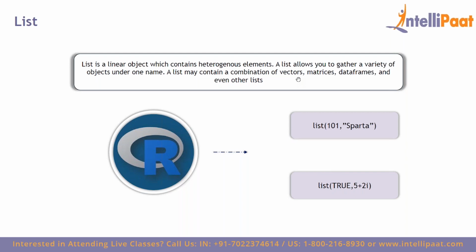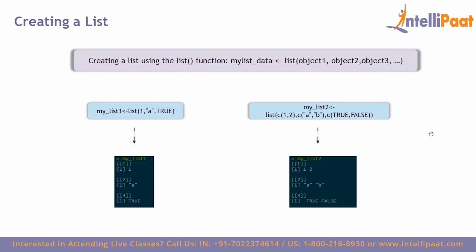So to be frank, I have not used such a complex list till now because most of the operations are on data frame. You can think of some way how you can leverage the most complex form of the list. So creating a list using the list function, you just say list within the brackets, you pass on the elements. Okay.